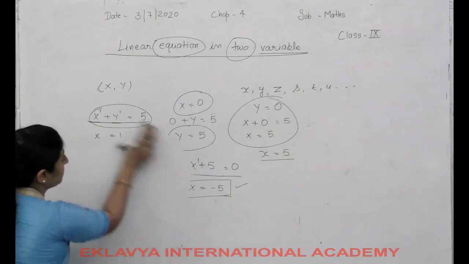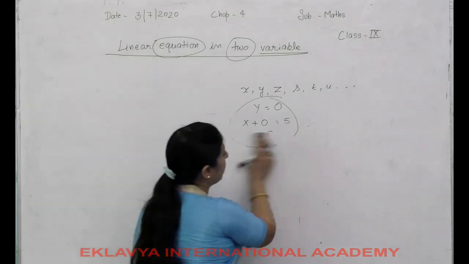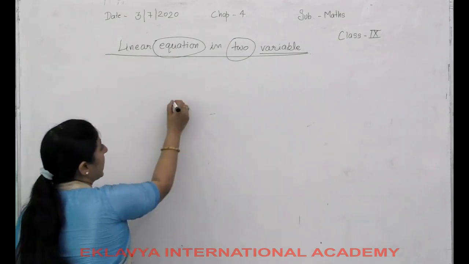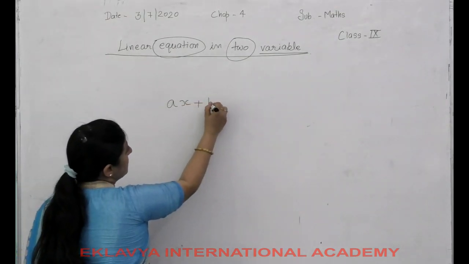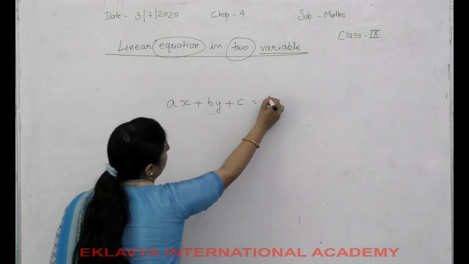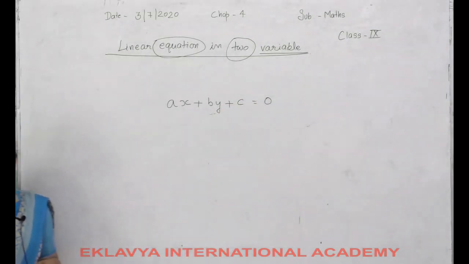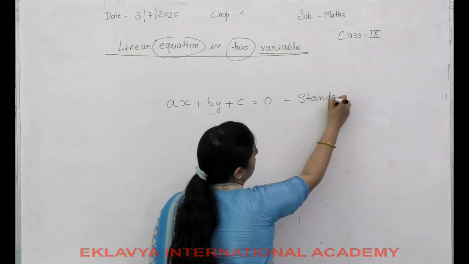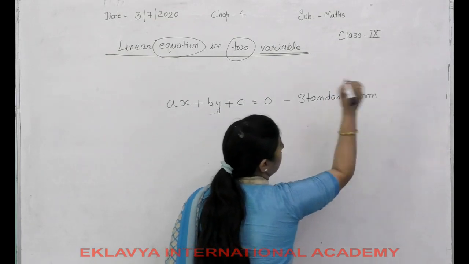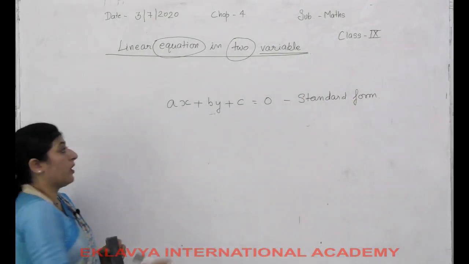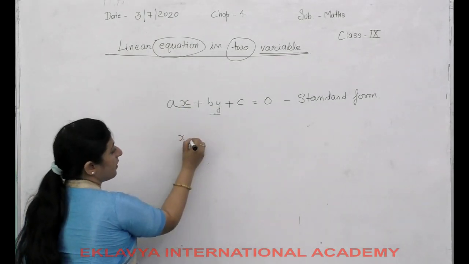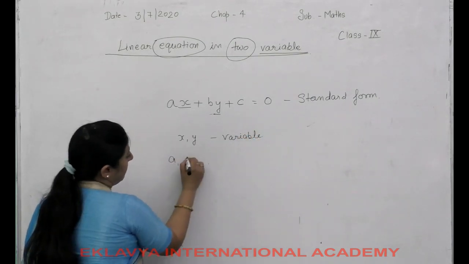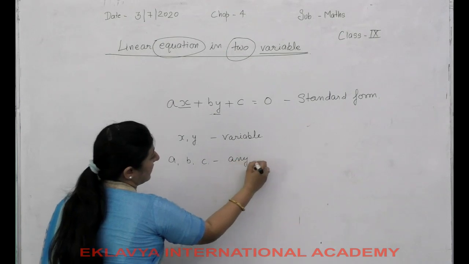Now see, what is the standard form of a linear equation in two variables? The standard form I can write down is ax plus by plus c is equal to 0. This is the standard form of a linear equation in two variables. Here x and y are variables, and a, b, c are any real numbers.